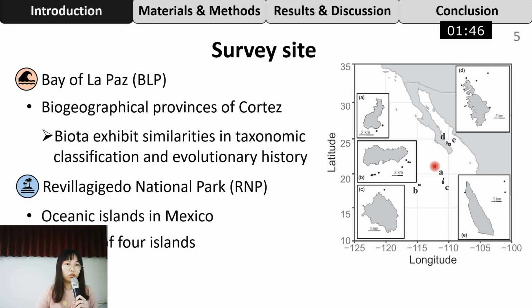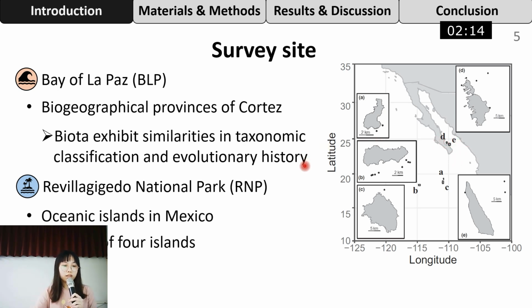There are two survey sites in this study. The first is the Bay of La Paz, also called BLP. This survey focused on the biogeographical provinces of Cortez. It means the biota exhibit similarities in taxonomic classification and evolutionary history. And the areas indicated by D and E in the figure represent BLP.